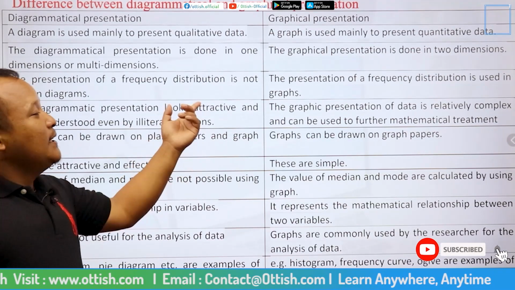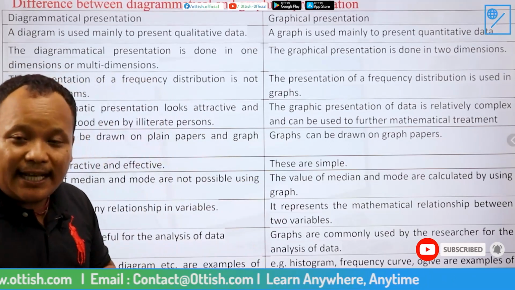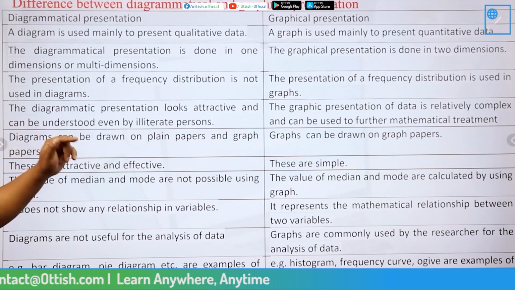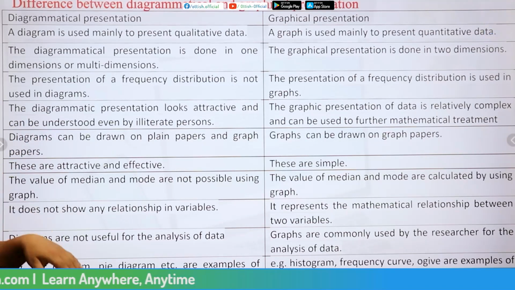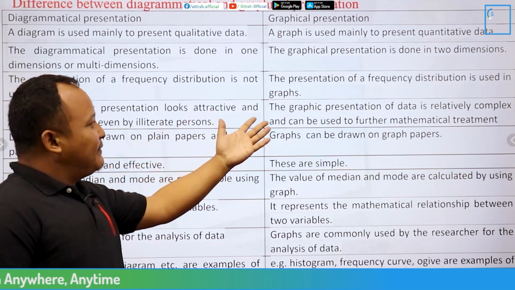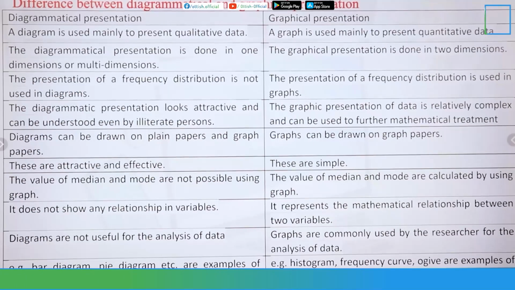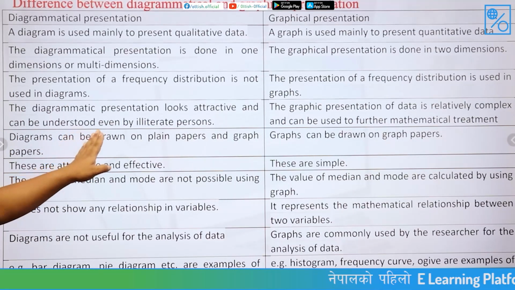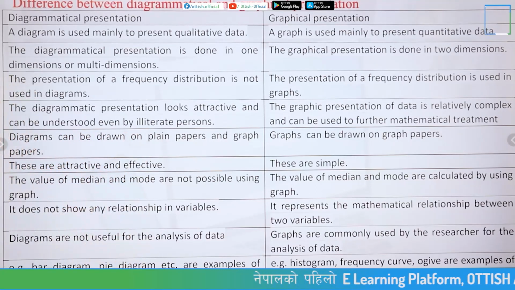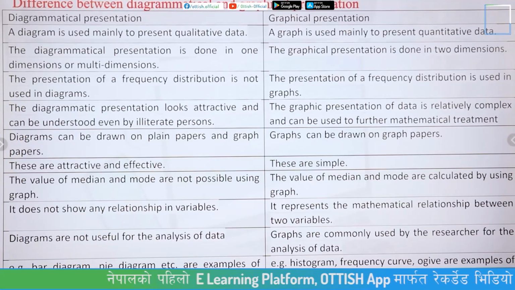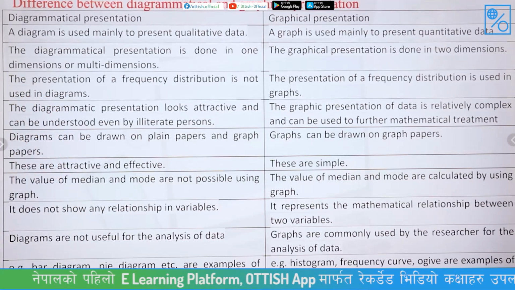But graphical is used only in two dimensions: the horizontal axis is the variable and the vertical axis is the respective frequencies. Presentation of a frequency distribution is not done by using a diagram, but the graph is used only for the frequency distribution. Okay. Next difference between the diagrammatical and graphical presentation: the diagrammatic presentation looks attractive and is long lasting to understand, even for an illiterate person, a normal layman or common man.